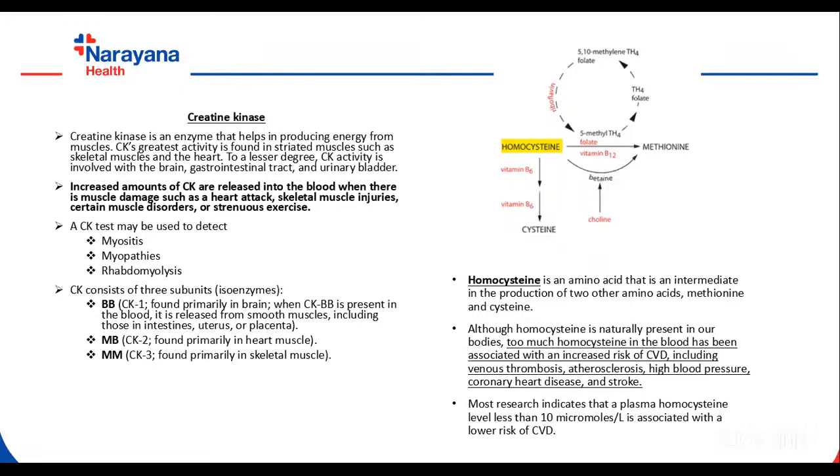Homocysteine is also one of the commonly asked tests in our pediatric neurology setup. It is an amino acid that is an intermediate in the production of two other amino acids, methionine and cysteine. Too much homocysteine in the blood has been associated with increased risk of cardiovascular disorders, including venous thrombosis, atherosclerosis, high BP, coronary artery disease, and stroke.